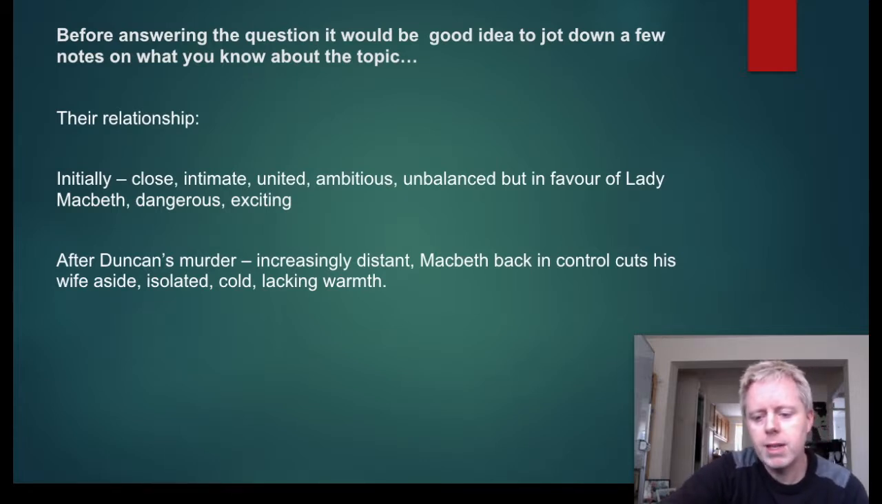Remember, Macbeth gets the greeting from the witches and he can't wait to tell his wife, so much so that he actually sends a letter ahead to inform her of his experience with the three witches.